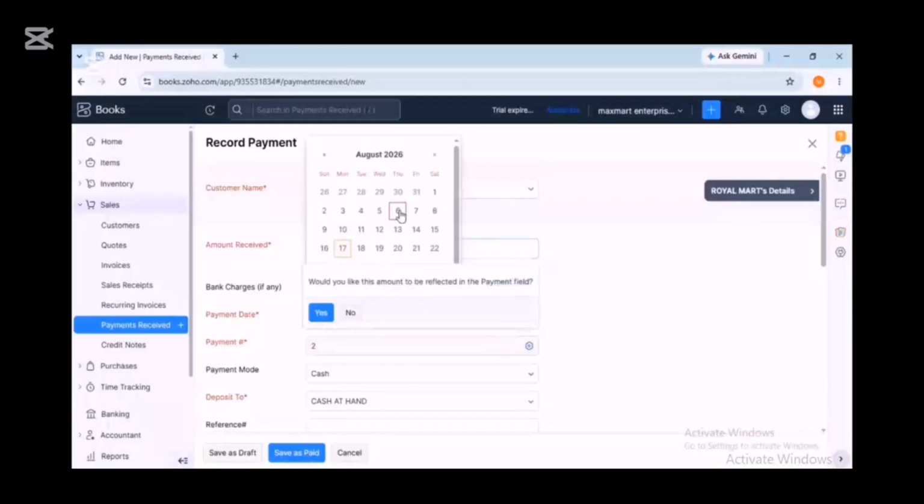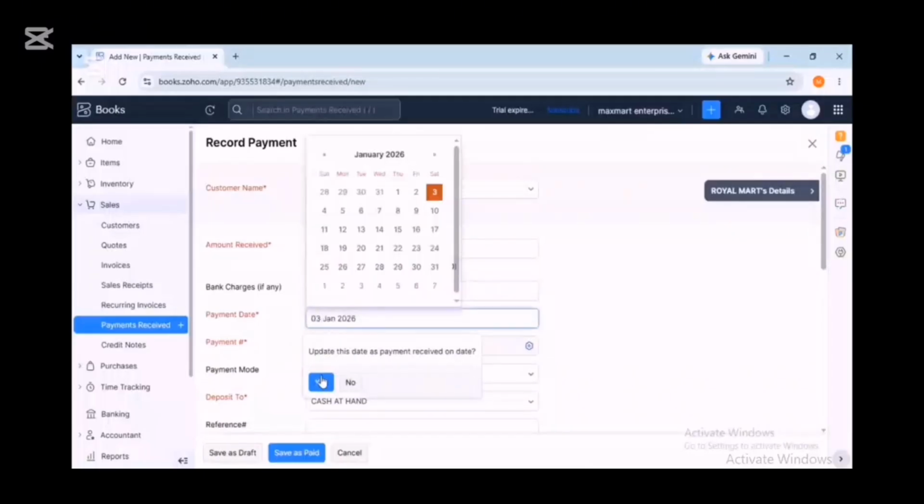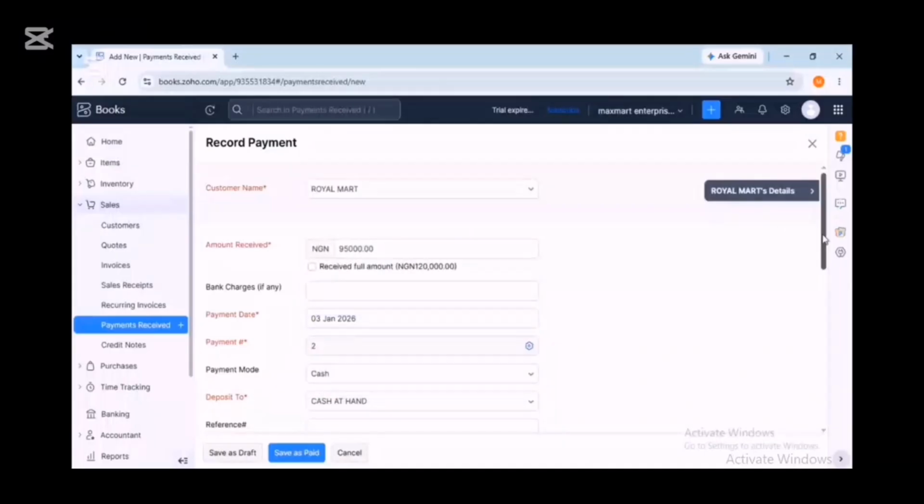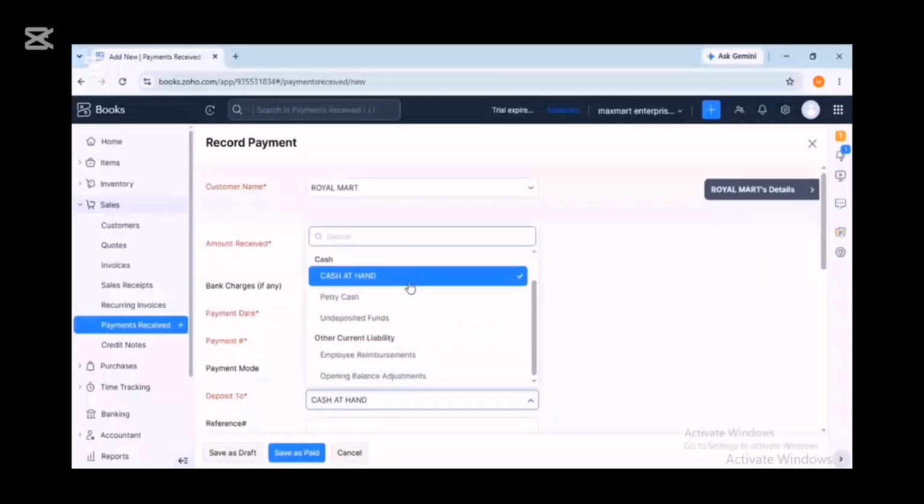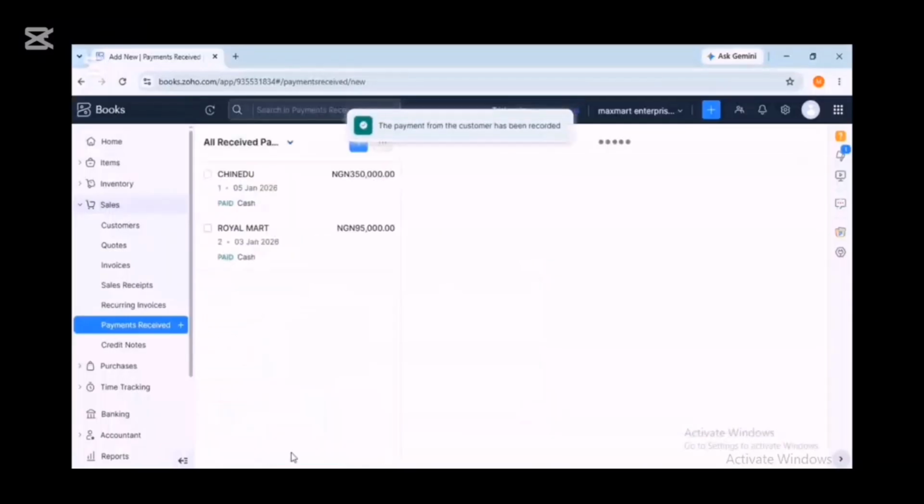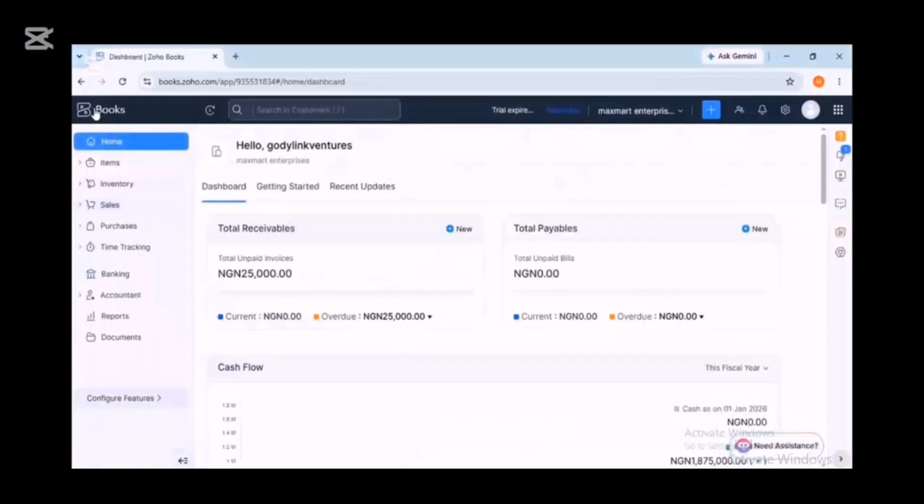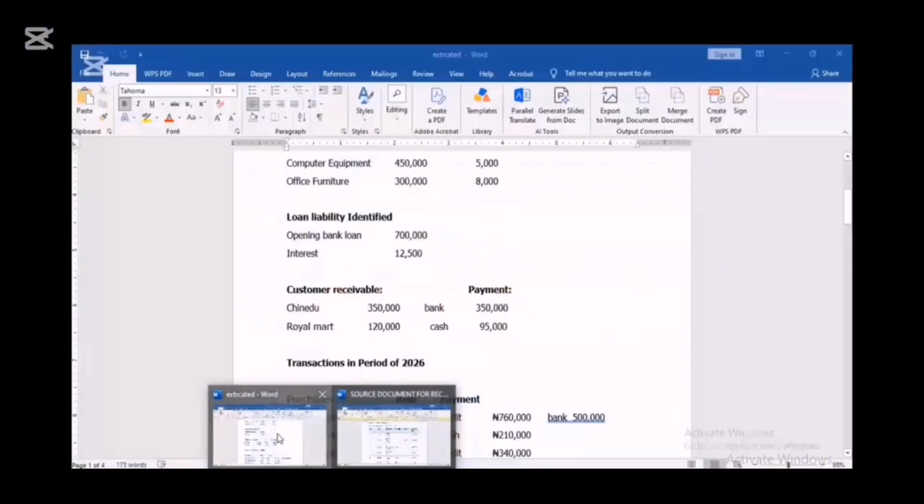So let's input the date. Let's take it back to January. Select the 3rd. Let's select yes. Cash at hand, this is the account. Let's save. Absolutely right. So that's that. Let's return to the home interface so that we move on to the next.